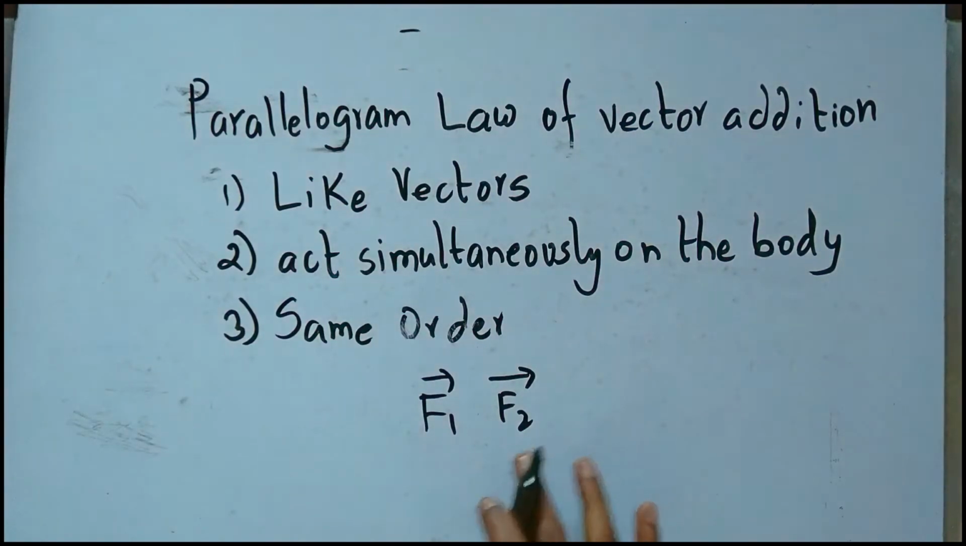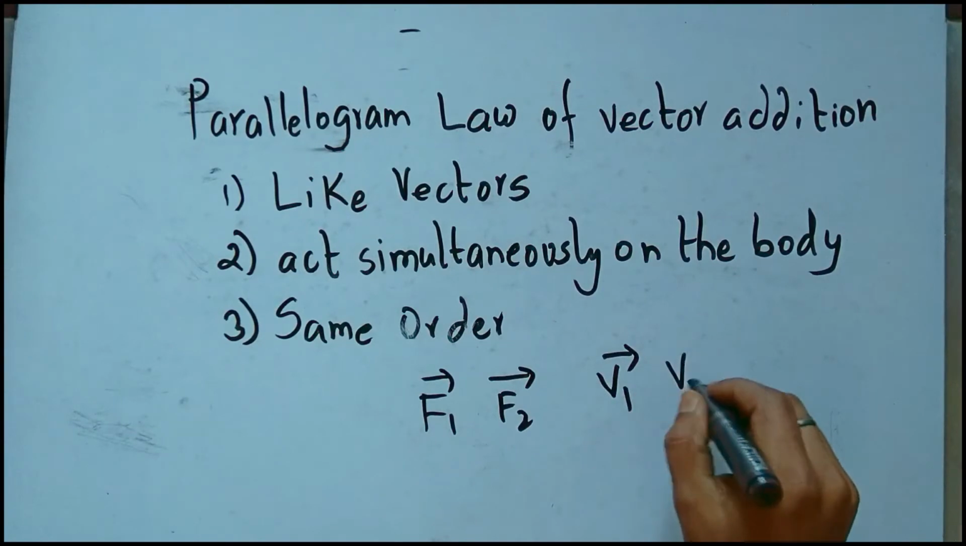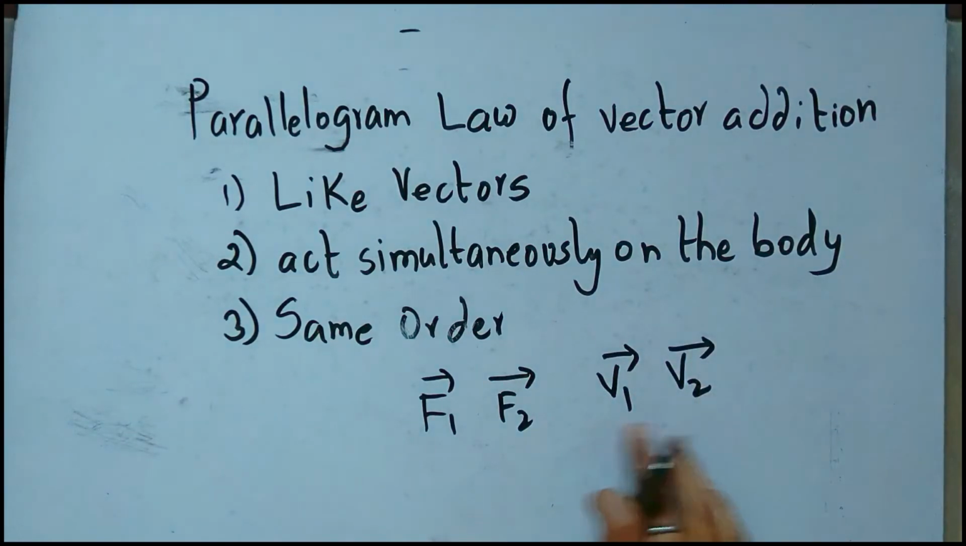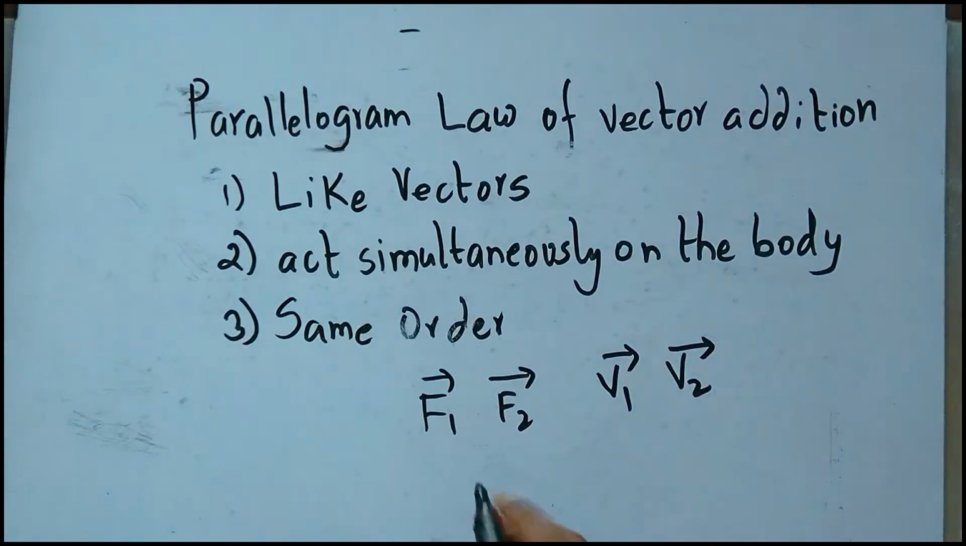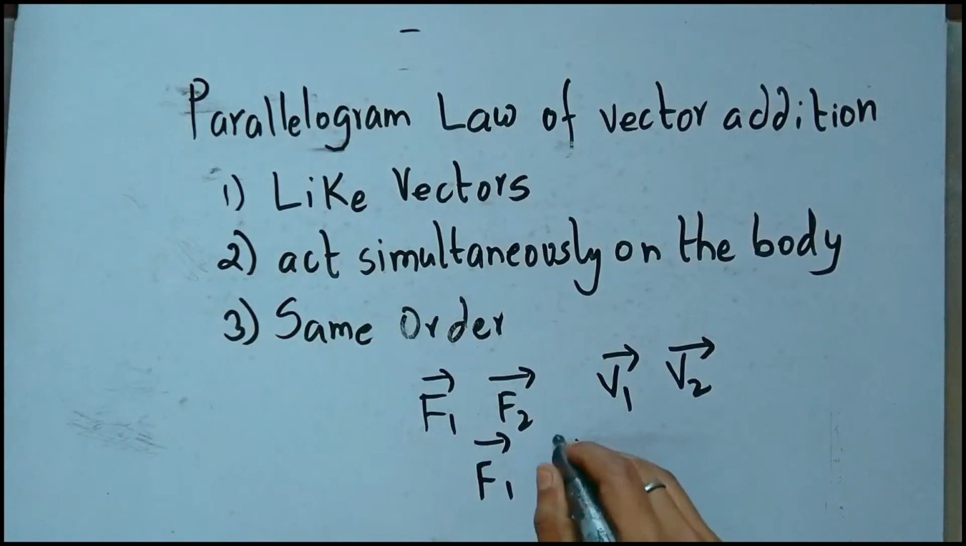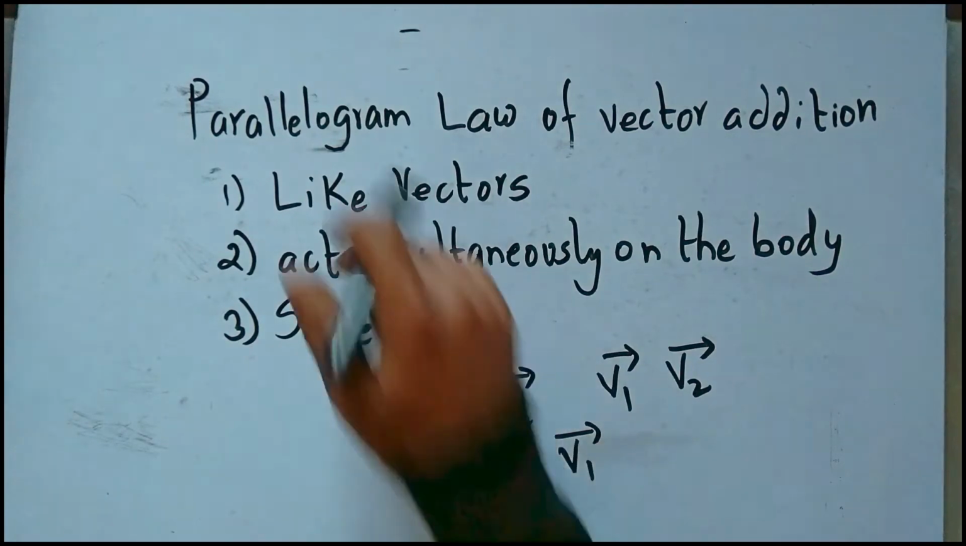So these are like vectors. Similarly, V1, V2 are two vectors representing velocities. So these are like vectors. But if we consider one to be F1, which is force, and another to be V1, which is velocity, then these two vectors are not like vectors. So these two vectors cannot be taken into consideration for parallelogram law.